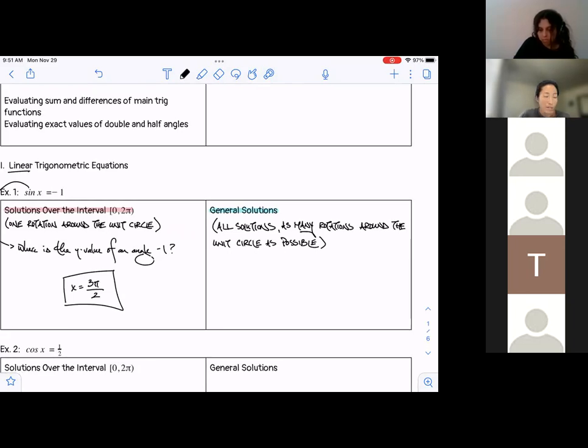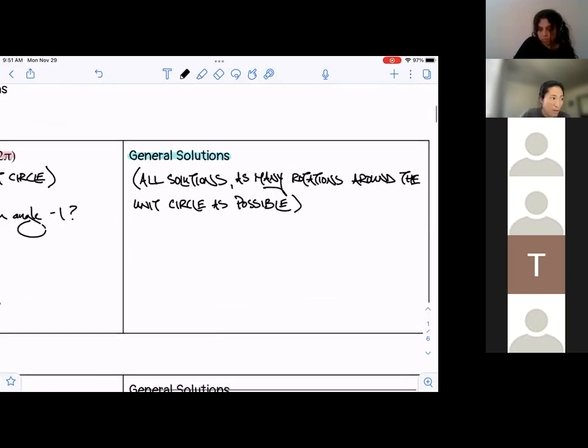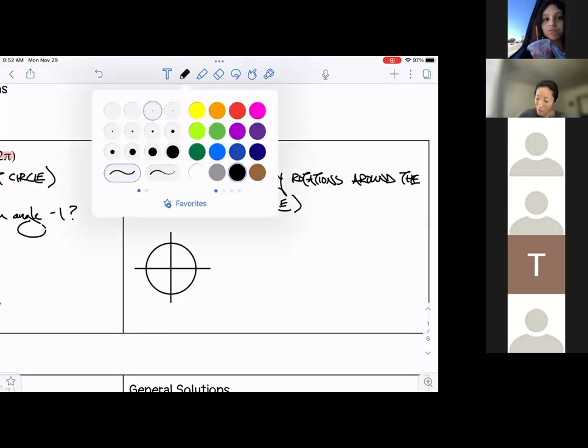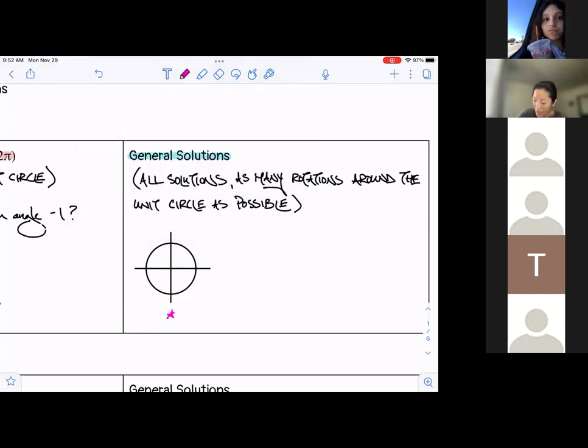Okay, and so to illustrate this fact, let me go ahead and draw a unit circle here. All right, so we've got our unit circle. Oh, that's not bad for a Monday after a holiday, right? But where is our answer that we saw from the first part? Our answer was down here, right? 3 pi over 2.